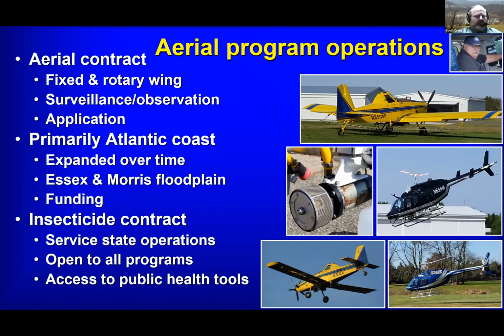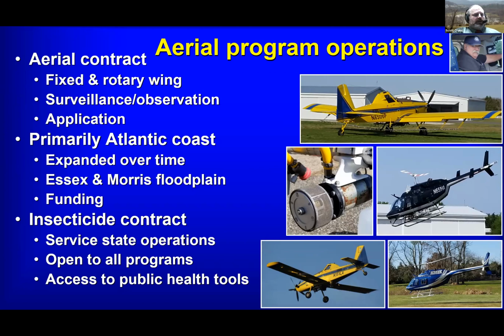The state puts together a contract for both fixed wing and rotary wing aircraft to provide surveillance, observation, and application services upon request by the counties. Now, this program was established in 1949 and primarily addresses our Atlantic coast counties, the vast salt marshes. Those counties that participate in the program would make a request to the state for services. Within 24 to 48 hours, we would make arrangements to have a ship out there to meet the need that's being requested. More recently, we've expanded this program to address fresh floodwater mosquito species. And the best example of that is our Essex and our Morris County programs. The main factor limiting the services is annual funding, as you might expect.